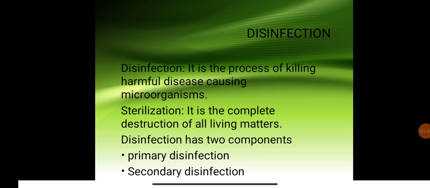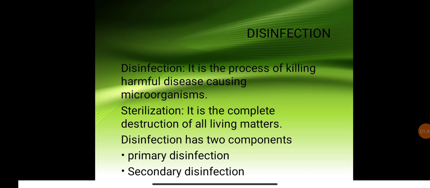And here the disinfection has two components: primary disinfection and secondary disinfection. Primary disinfection's function is to inactivate the microorganisms in water. In secondary disinfection, the aim is to maintain the disinfectant residuals, for example, chlorine, which is one of the most effective disinfectant agents in water. That means maintaining the disinfectant residual in the distribution system is called secondary disinfection.